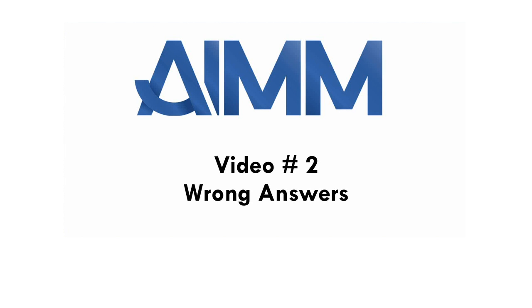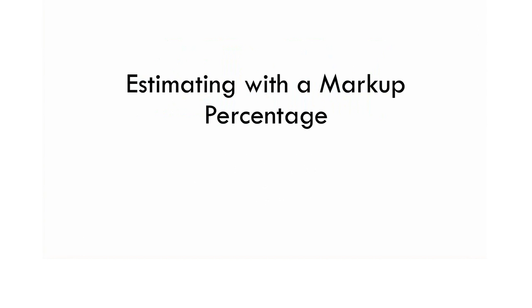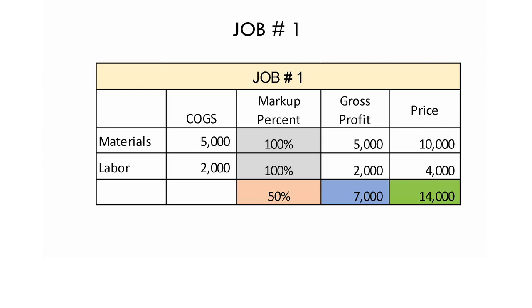We're going to be doing video number 2, which is called Wrong Answers. There are two basic estimating systems. One is just the unit price. The other is a markup percentage. We're going to look at the markup percentage here, and we have 3 different jobs that we're going to compare.